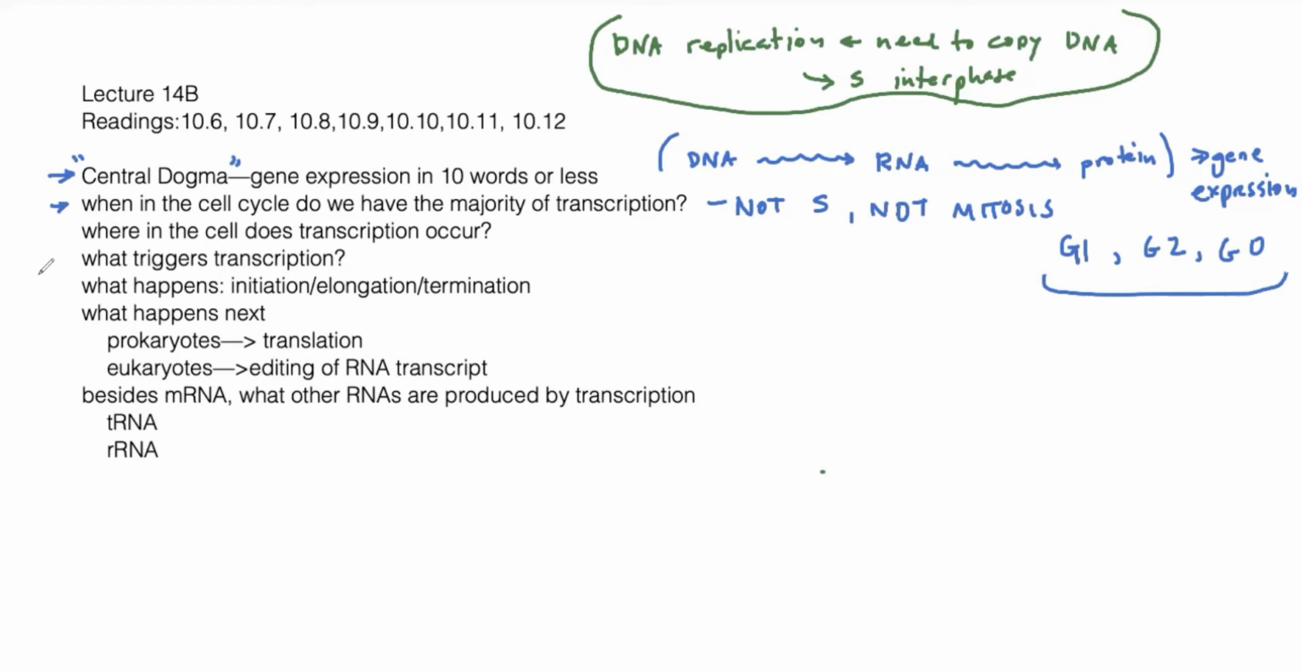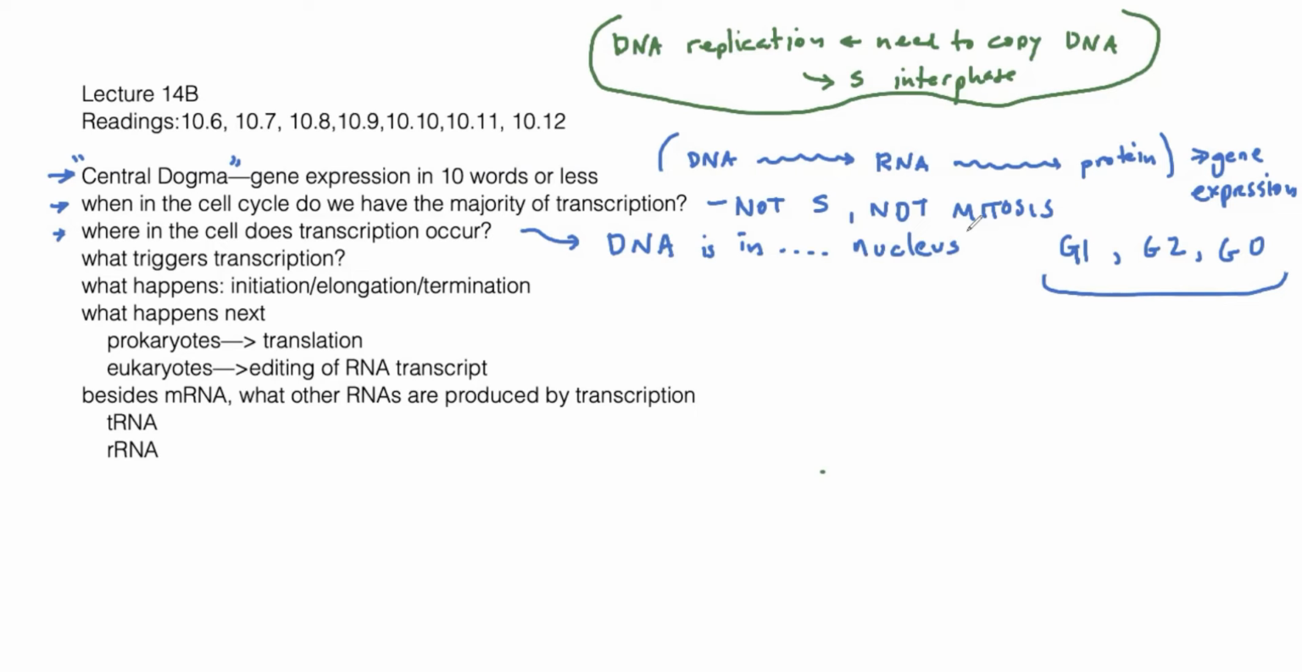And so before I actually show you some pictures from the textbook, you might also consider where in the cell transcription occurs. Well, it has to happen where the DNA is. If you're thinking about a eukaryotic cell, it will be the nucleus. Prokaryotic cells don't have membrane-bound nuclei, but they do have a nucleoid region where all the DNA is packed, and that's where transcription occurs.